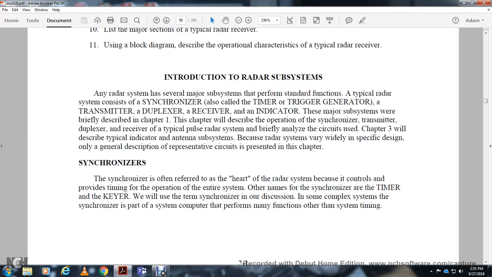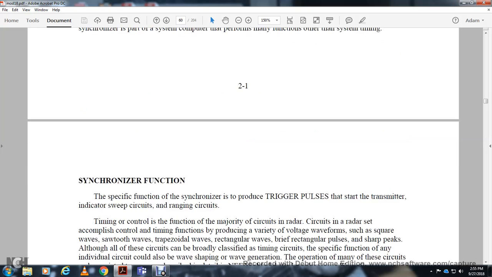A synchronizer is often referred to as the heart of the radar system, since it provides the control of the timing of the operation for the entire system. Other names for the synchronizer are the timer and the keyer, although in other discussions the term synchronizer is used. Some complex system synchronizers are part of the system computer, which performs many functions other than system timing. Synchronizer function.